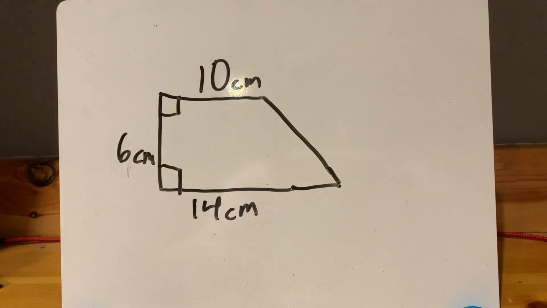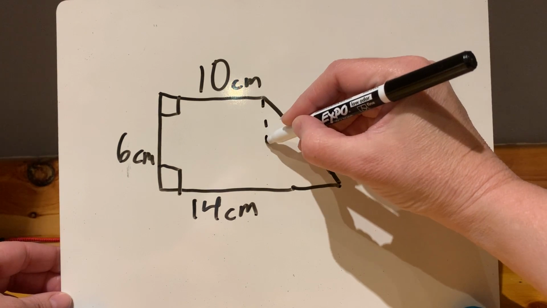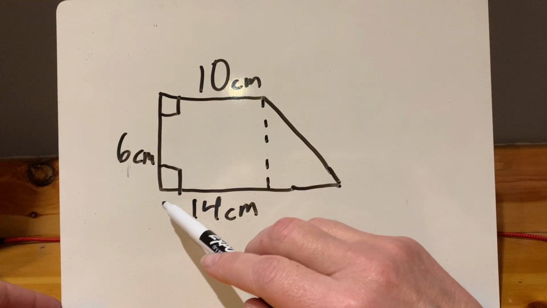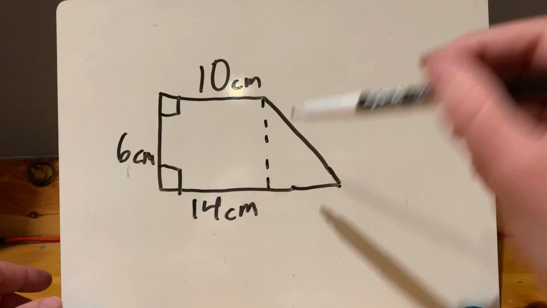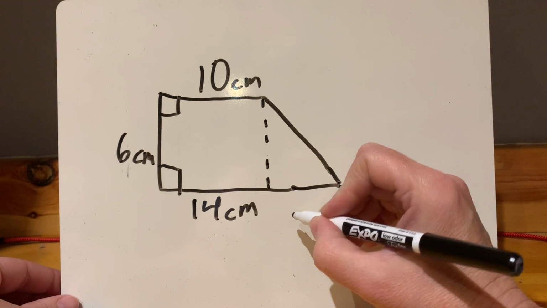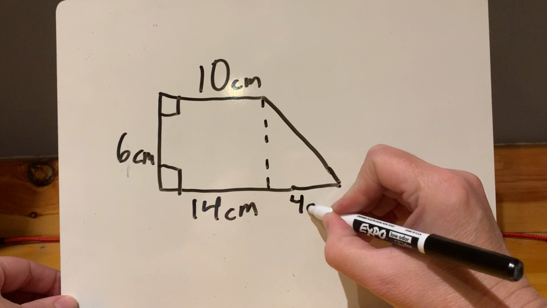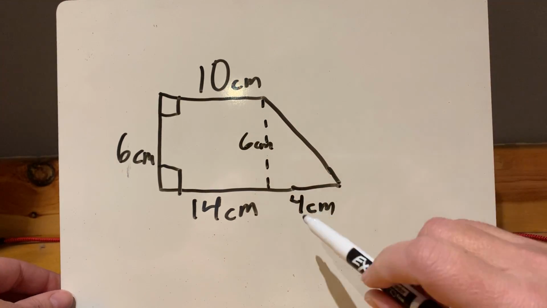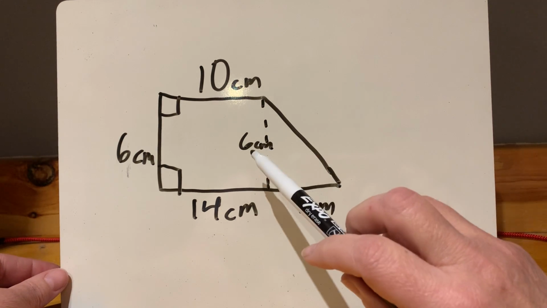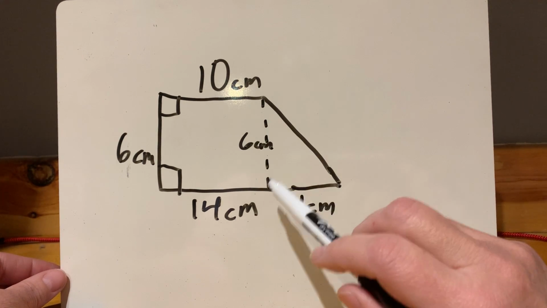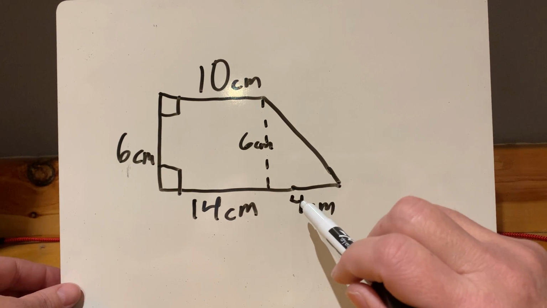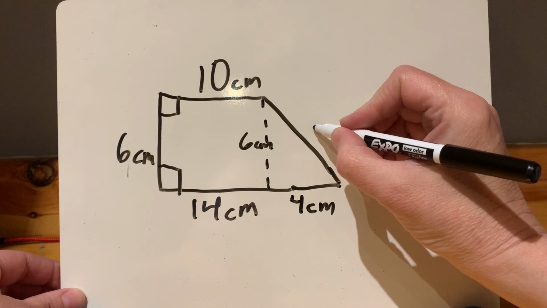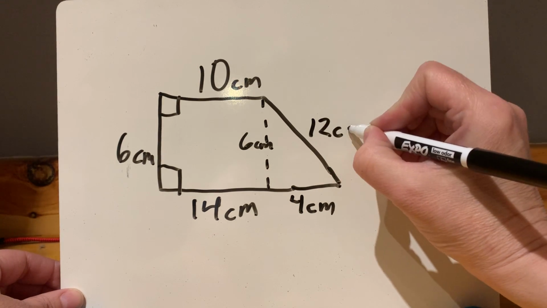Now in dividing this shape, I'm going to divide it into a rectangle and a triangle. This length is 10 centimeters, this is 14. If we subtract 10 from 14, we find that this length right here is 4 centimeters. We know this length is 6 centimeters. To find the area of the triangle, we multiply the height times the base, which gives us 24. We will then divide that by 2, and we find that the area of the triangle is 12 centimeters squared.